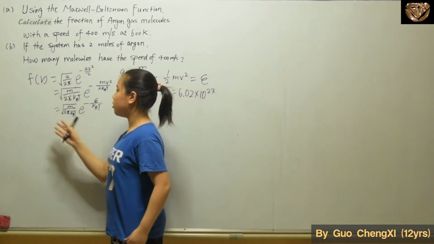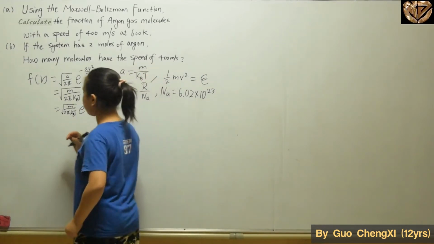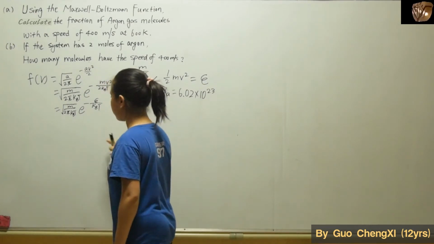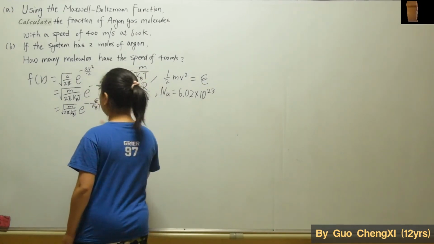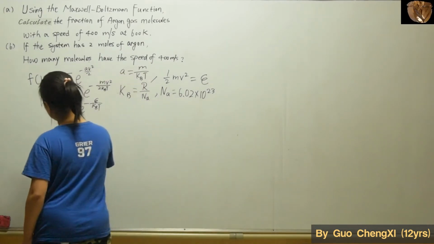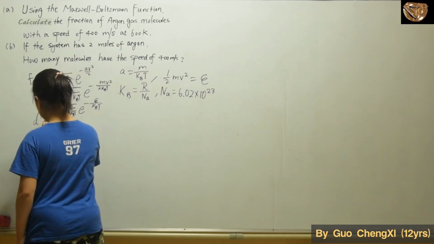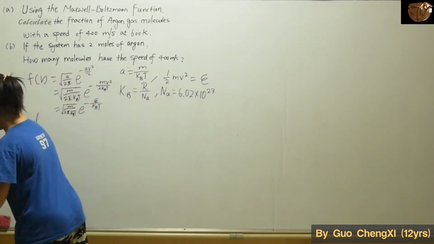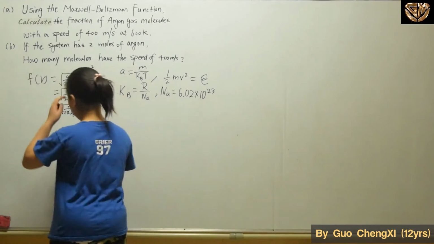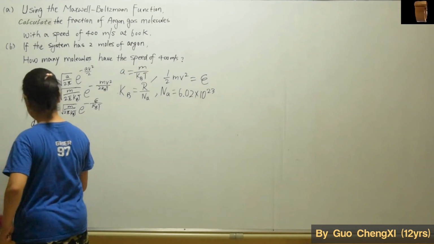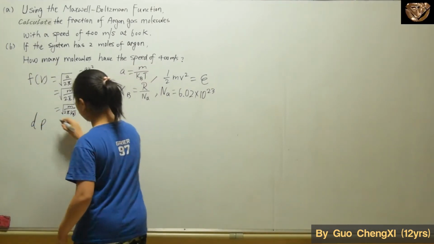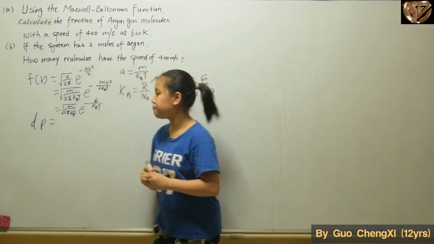Although the third point may not be as important, we're now moving from one dimension to three dimensions. Before we go to that, we're going to have dP, which is basically the probability. So what is this?